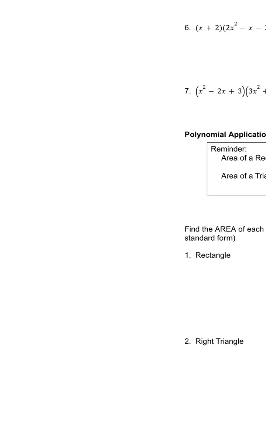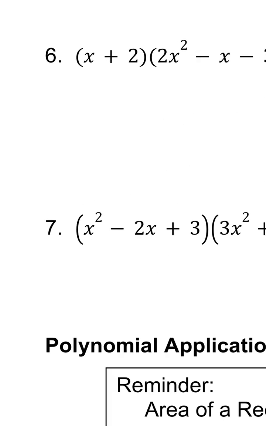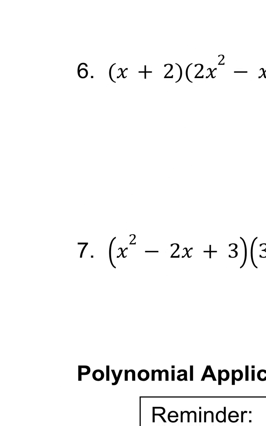Okay, number 6. So let's look at number 6. You look at it and see what method should we use. Can we use FOIL on this one? Number 6. No, why not? Because there's 3 terms. Right, it has 3 terms. The first one's 2 terms. That would be good, but because there's 3 terms in the next one, we can't. But can we use our box method for it? Yep, we can. So let's go ahead and set up our box.